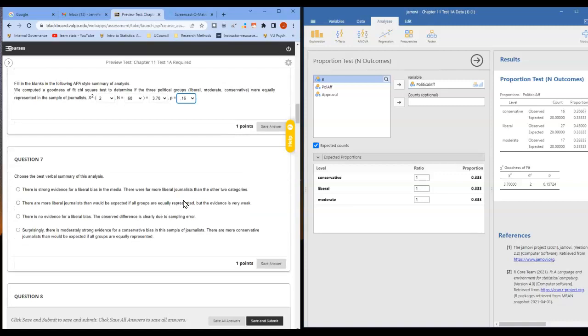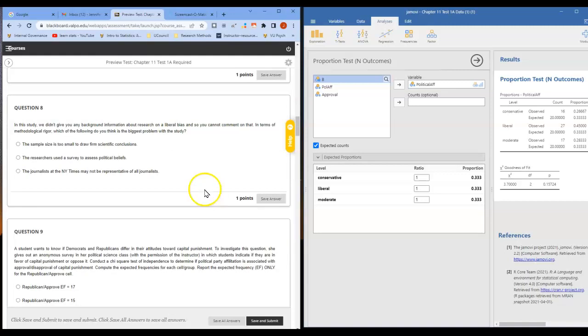All right, next, choose the best summary of the results. So in this case, we're going to look at our results and compare the expected results to the observed results. And we can see that there are probably a little bit more liberal journalists here than would be expected if there really were an even split. However, the evidence is very weak, with that p-value of 0.16. So the correct answer here is B, or the second one.